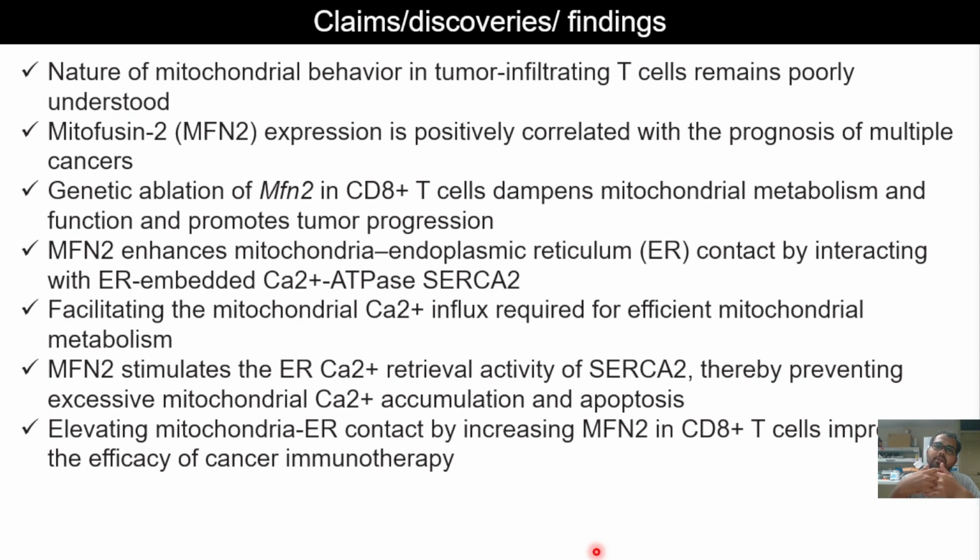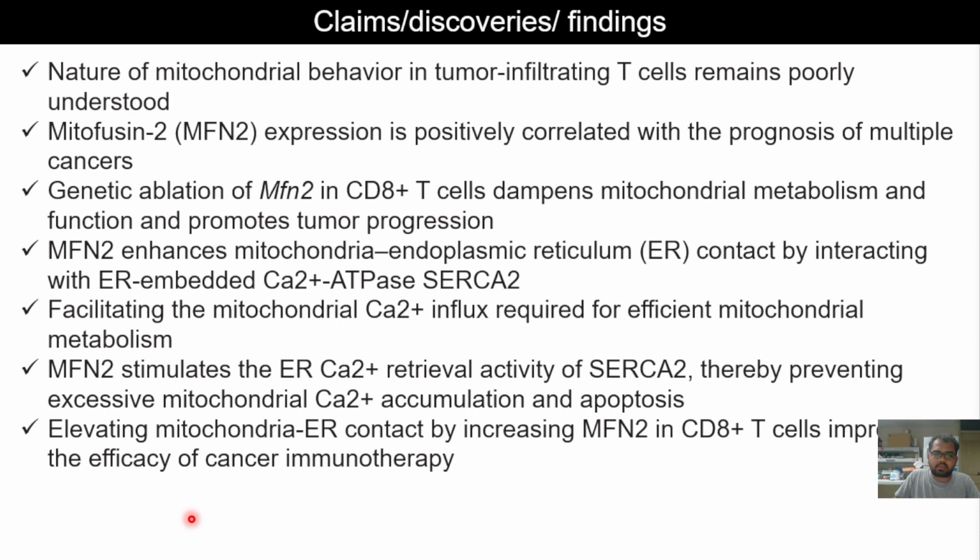Furthermore, they wanted to know how exactly this is happening, whether it is just the mitochondria and ER coming together, or some proteins are involved. Then they found this SERCA2 protein. Now they went deeper into this interaction, like what is the nature of this interaction, and they found that this SERCA2 and MFN2 are basically maintaining the homeostasis in these cells. Furthermore, they checked the effect of increase or decrease in expression of MFN2 on the immunotherapy, and they found that increasing the expression of MFN2 is good for immunotherapy in this case.